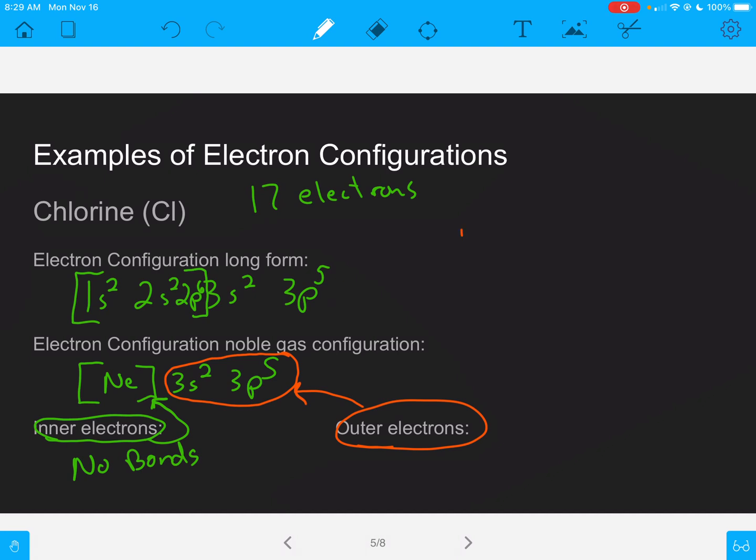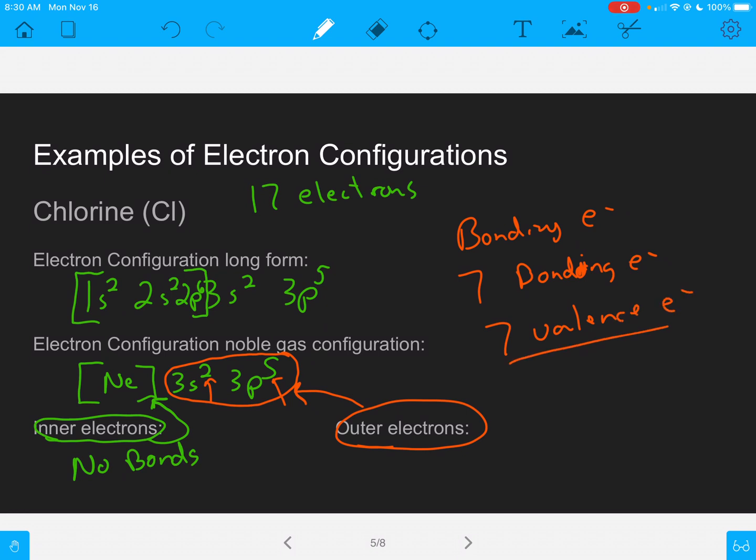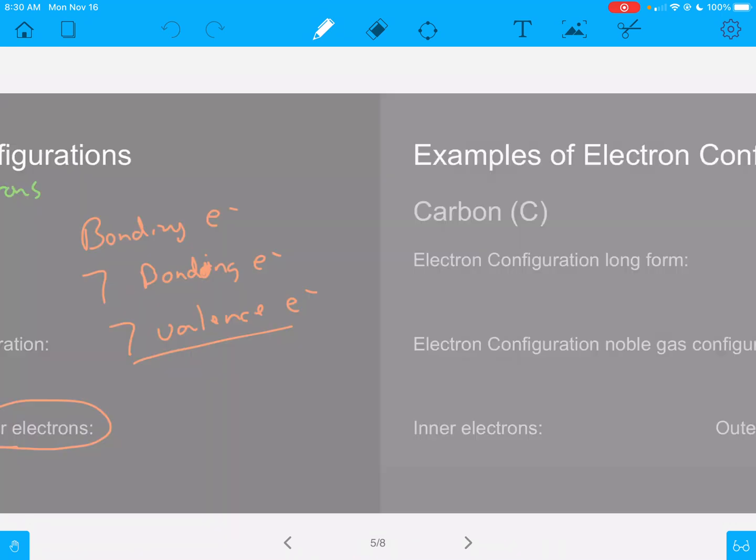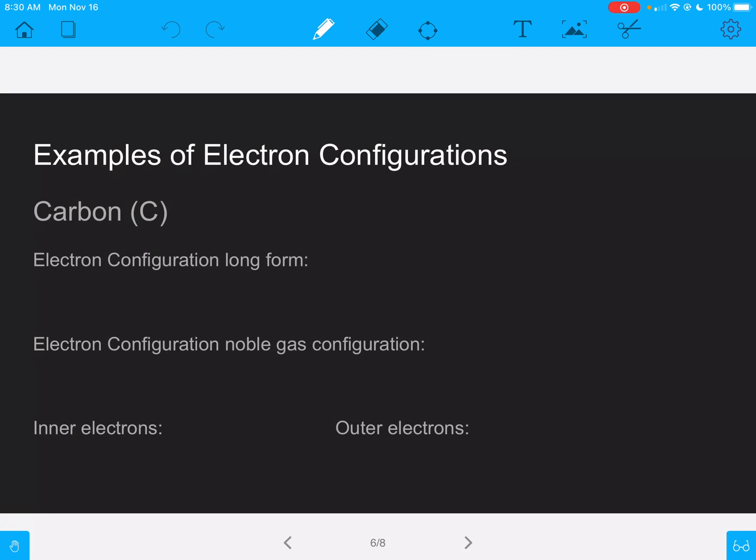How many bonding electrons does chlorine have? Well, it has 5 here, right? And it has 2 there. So it has 7 bonding electrons. That means it has 7 valence electrons, okay? And that's the term we're looking for today, valence electrons, the ones that can actually be used for bonding. Okay, let's do one more, and that's going to be for carbon.